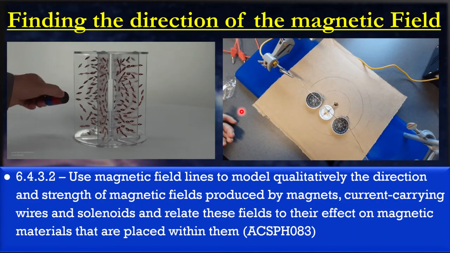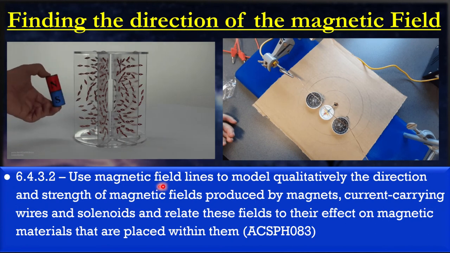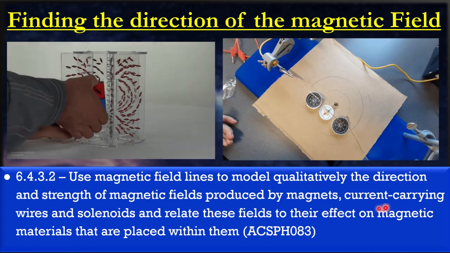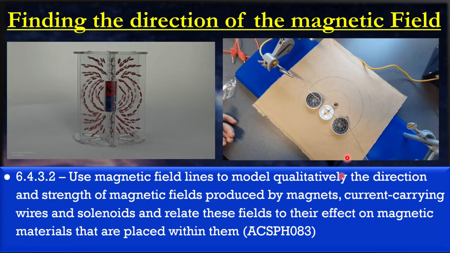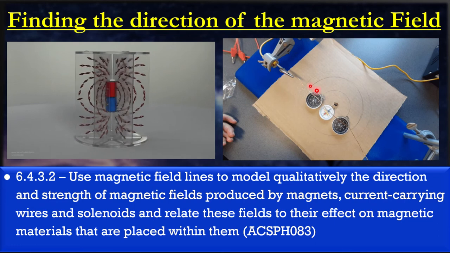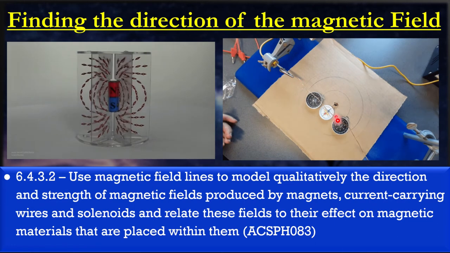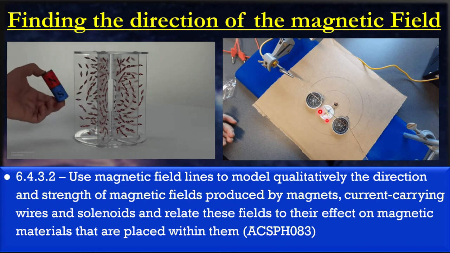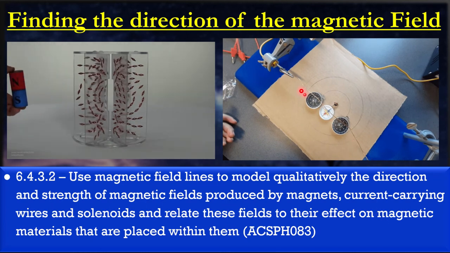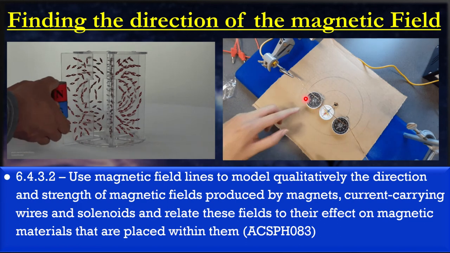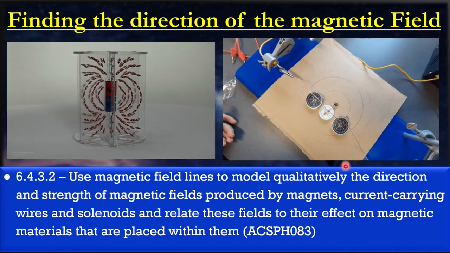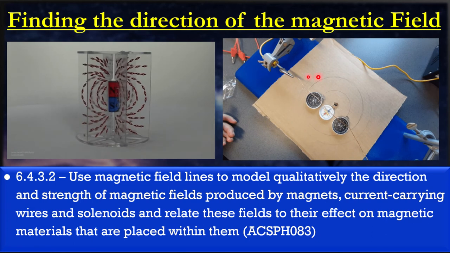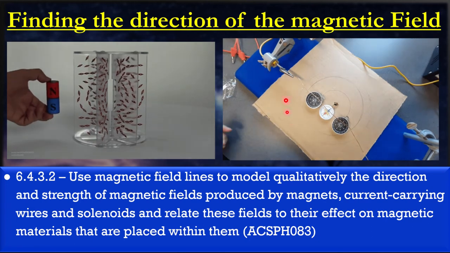Alright, next part we want to see is we want to use magnetic fields to model qualitatively the direction and strength of the field lines in current carrying wires and solenoids. So we have this example here with a current carrying wire, and hopefully you can see that the needles do rotate a little bit. That shows that when we have an electric current going through the conductor, you can generate a magnetic field around that conductor. The video for this will come along at some point later on, and then you can see the actual demonstration with your own eyes.